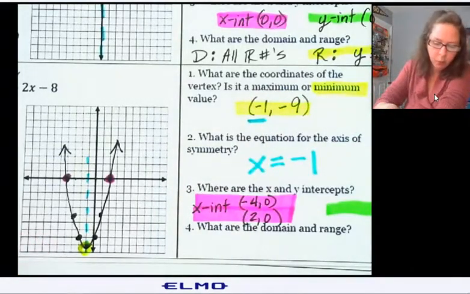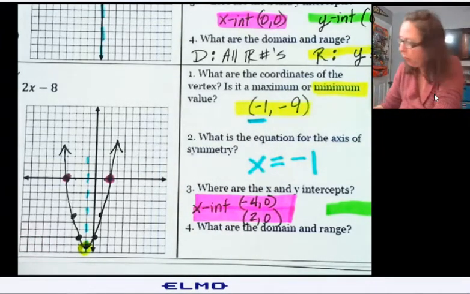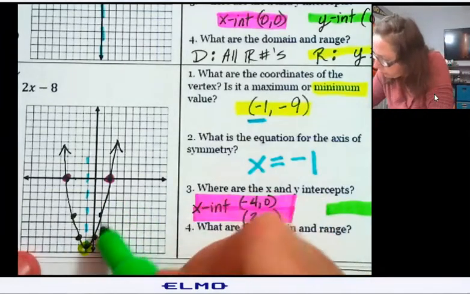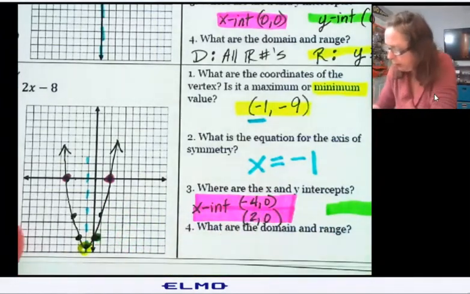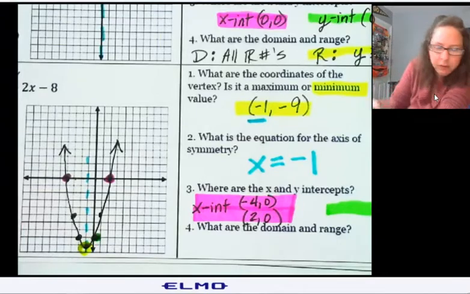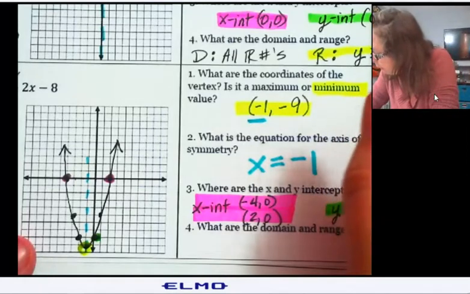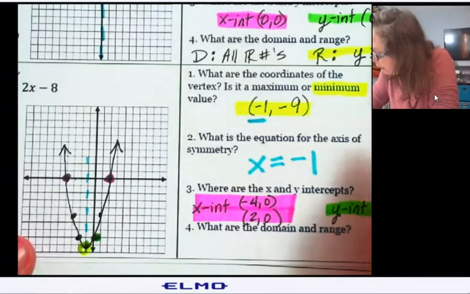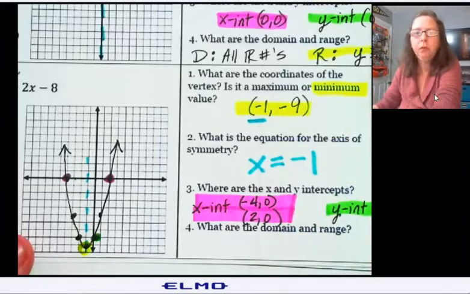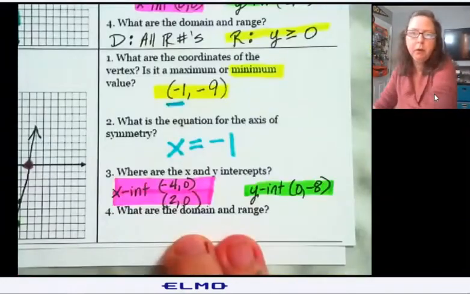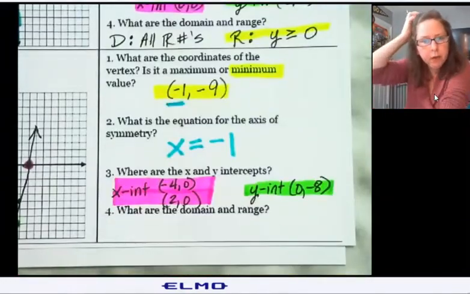All right, now my y-intercept is right here on the y-axis. I did that a little off, but that's okay. And it is at 0, comma, negative 8. So that is the ordered pair for the y-intercept.